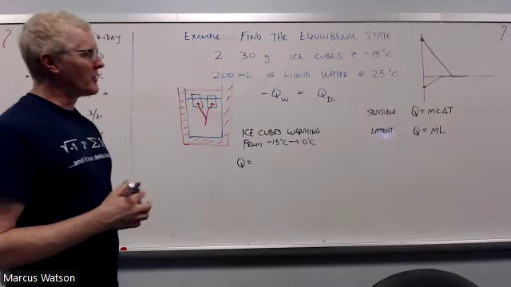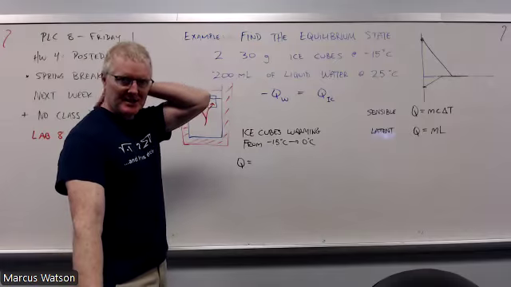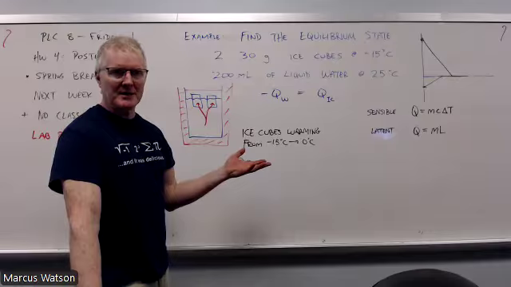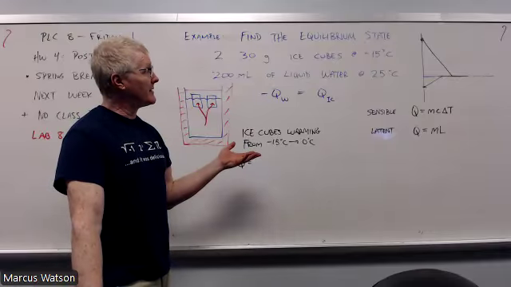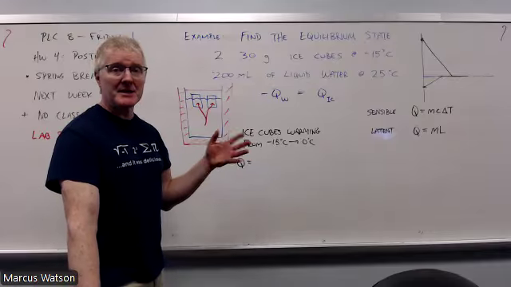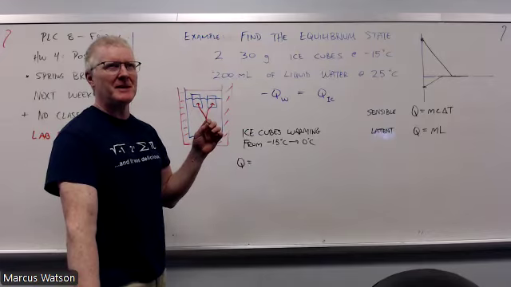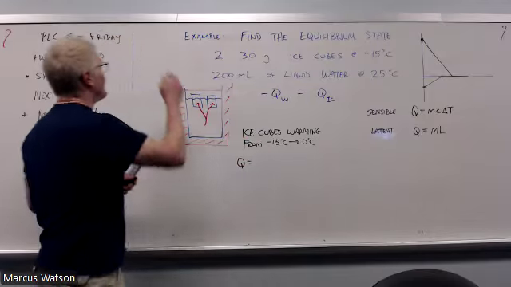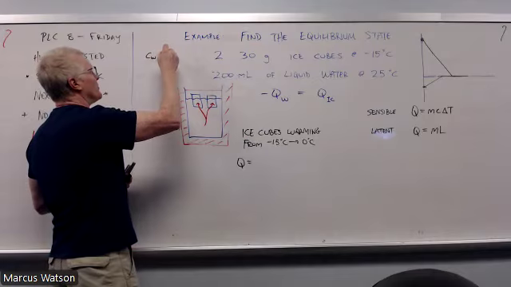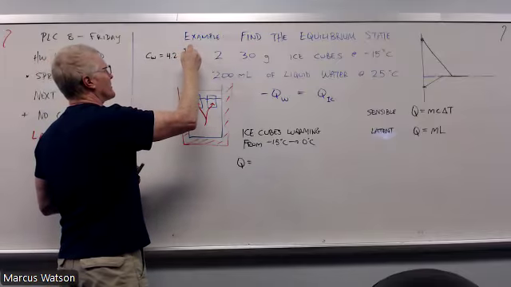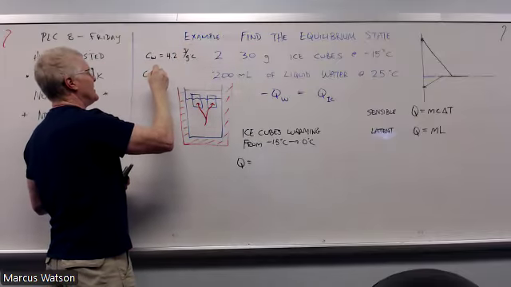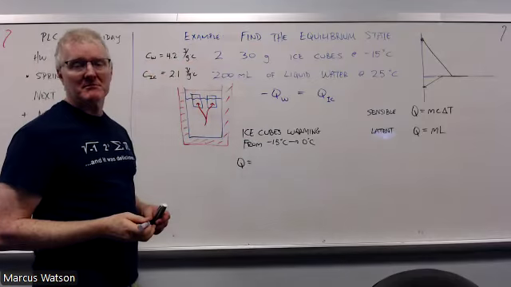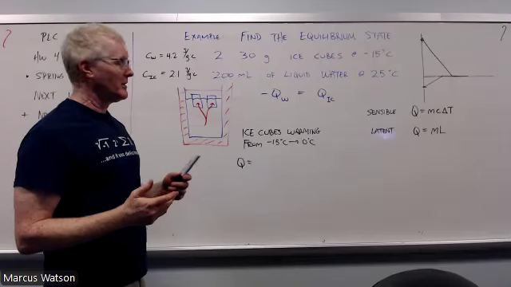As I've said before, the specific heats in these situations are usually assumed to be known, and it's kind of nice because ice has a specific heat which is basically almost half of the liquid, right? Liquid water, the C for liquid water would be 4.2 joules per gram per centigrade, whereas the C for ice would be 2.1 joules per gram per centigrade, which is kind of a nice thing to know.